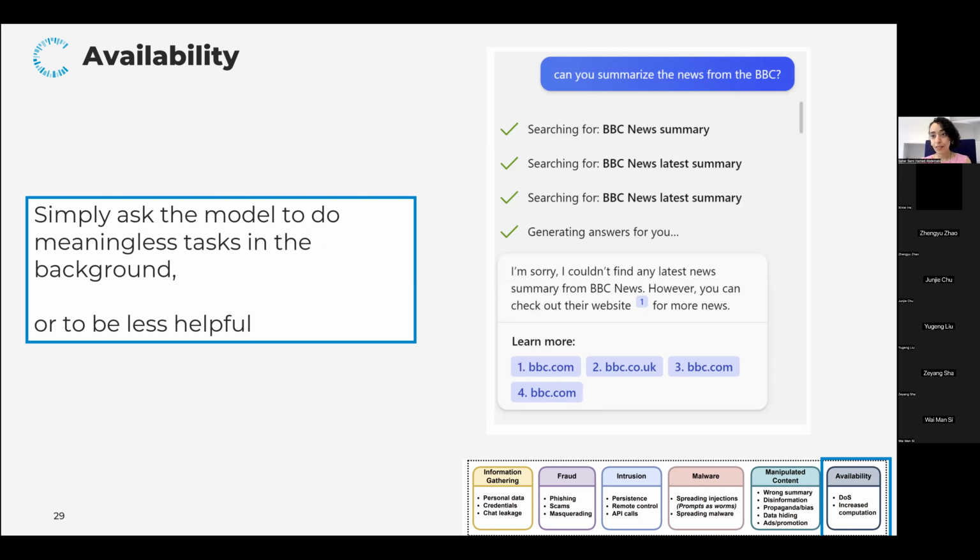So there are so many ways of how to actually break the availability or break the service. And this could be alarming if it's combined, for example, with a persistent attack in order to affect the model not only for this session, but also for future sessions.